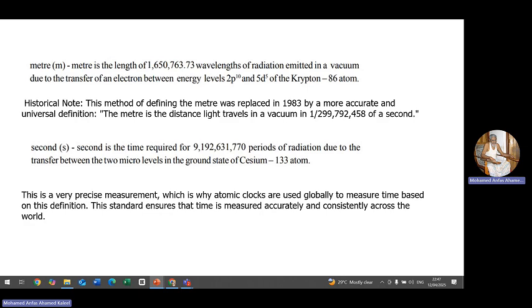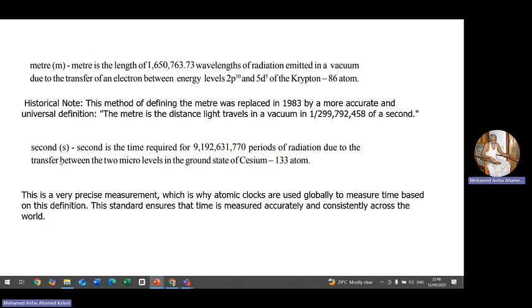The meter is the distance light travels in a vacuum in 1 over 299,792,458 of a second, which is almost 1 over 300 million of a second. In that tiny fraction of a second, the distance light travels is called a meter. That is the definition of the basic SI unit.